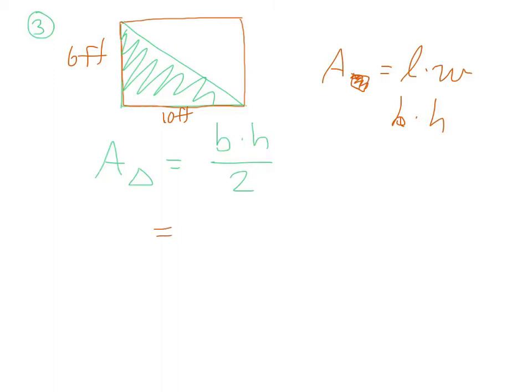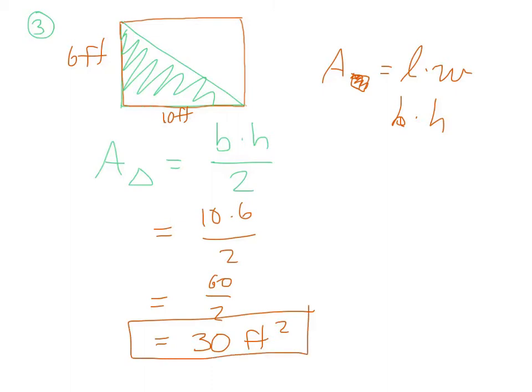Well, base would be 10 times height, 6, divide that all by 2. Order of operations says I need to do what's on top first. So 10 times 6 is 60, divide that by 2. Well, 60 divided by 2 is 30. But now what are we talking about? We're taking feet times feet, so we're getting feet squared. That triangle is 30 feet squared.